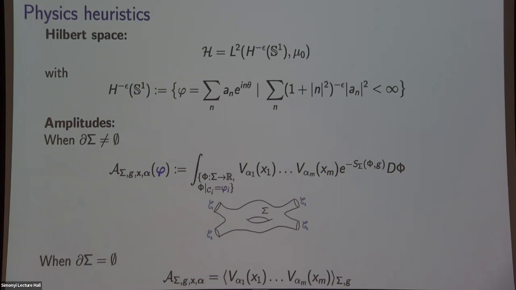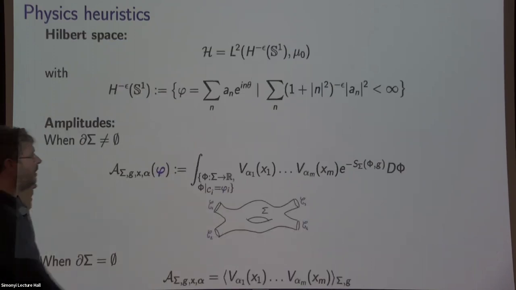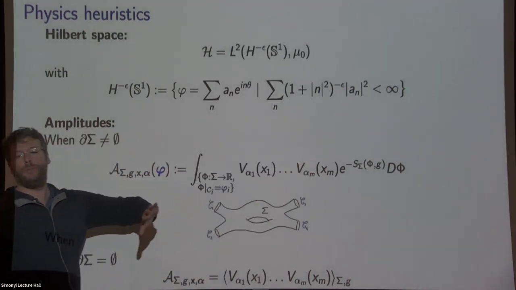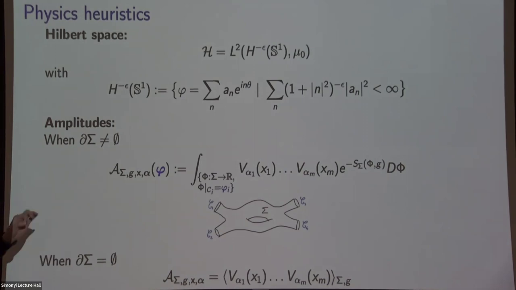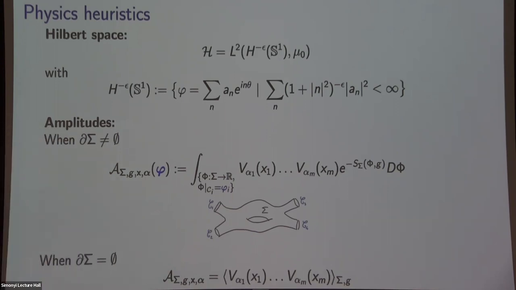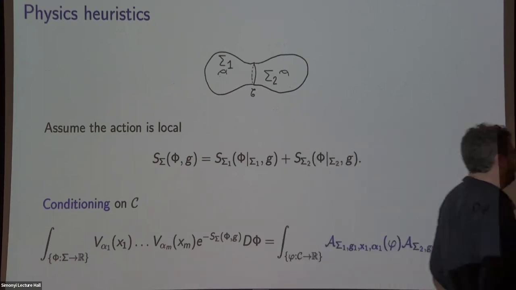Now, where do the marked points come in? If there are no marked points, it's a partition function. But, and we'll see this very clearly in Liouville, when you look at the correlation of fields at different points, then you're really looking at a surface with marked points. Now the physics heuristics is the following: you see I wrote you a local action.